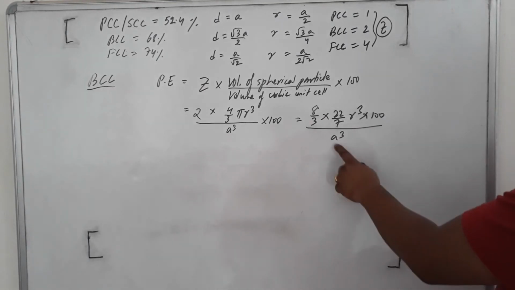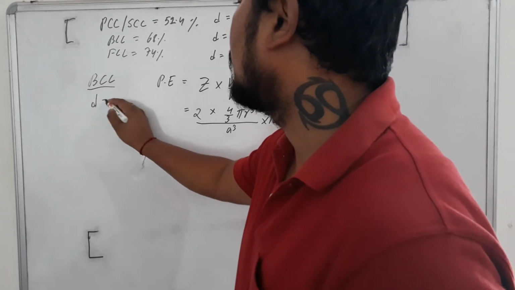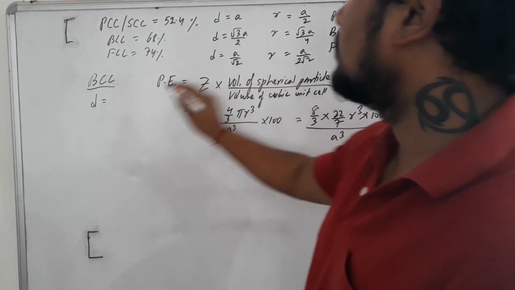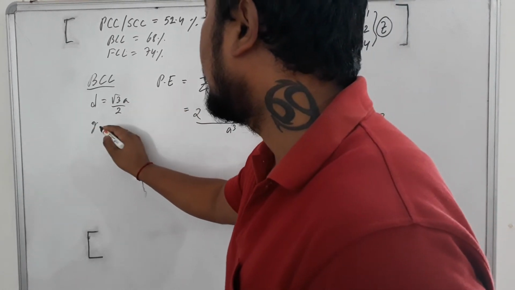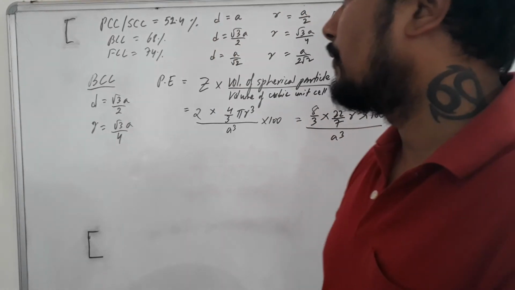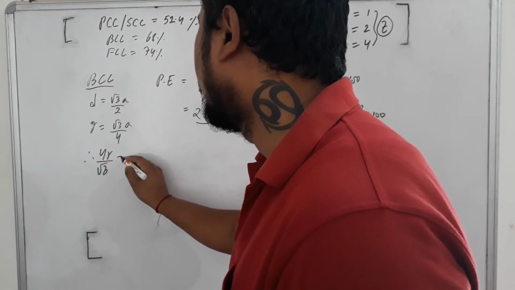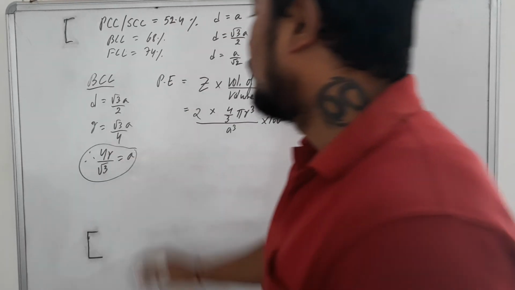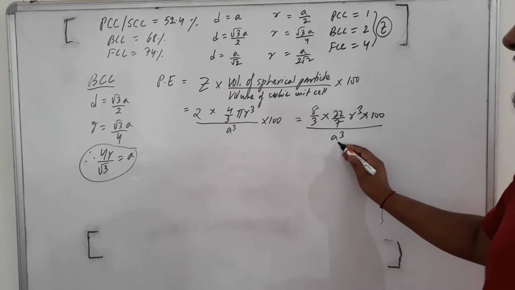Now again here also we have to find a in terms of r. So let us see the distance formula for the body centered cubic unit cell. The distance formula for the body centered cubic unit cell is root 3a upon 2. So therefore the radius formula will become half the distance, so that will be 4r. If you cross multiply, 4r upon root 3 will give you a. So the value of a is 4r by root 3. That we are going to put here in place of a.